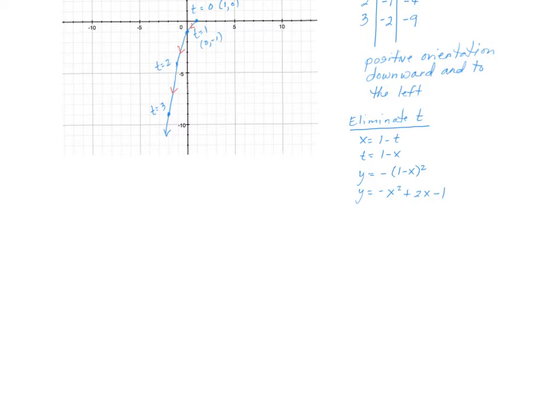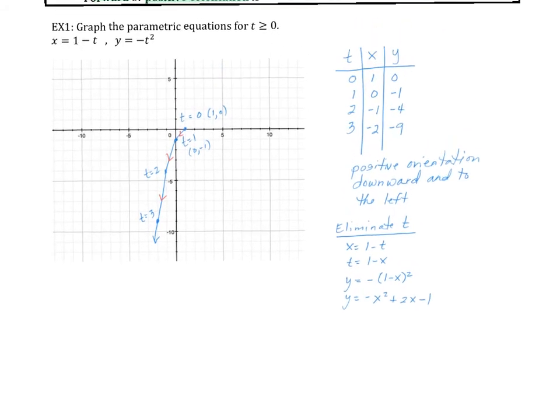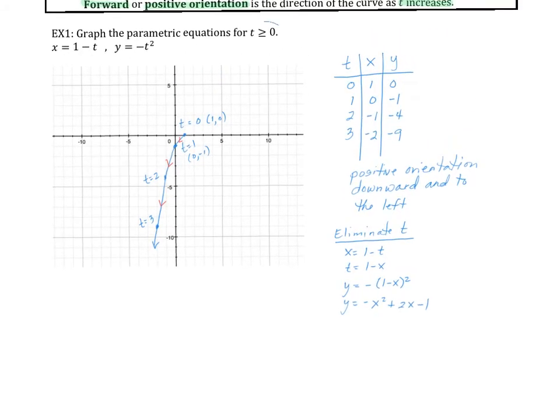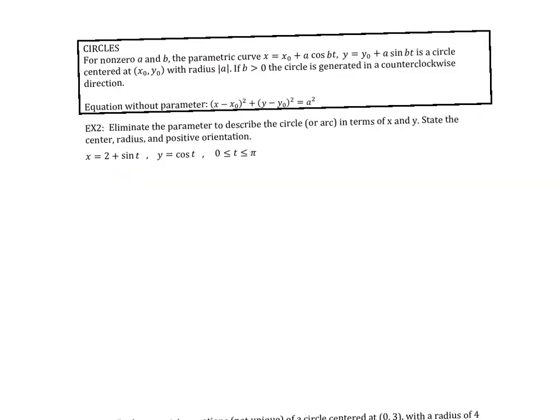So with parametric equations, if you're not given your t value, and in our case our t value was greater than or equal to 0, if you're not given that, then you can assume that it's for all t values from negative to positive infinity. Let's add some more concepts.